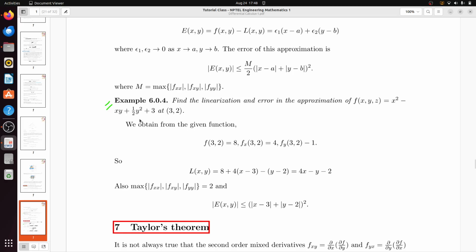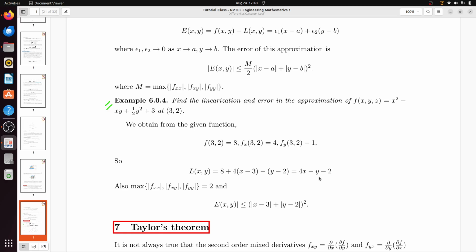So your linearization of this function will be L(x,y) equal to 8 plus 4 times (x minus 3) minus (y minus 2). So your linear approximation will be 4x minus y minus 2. Okay, 4x minus y minus 2.